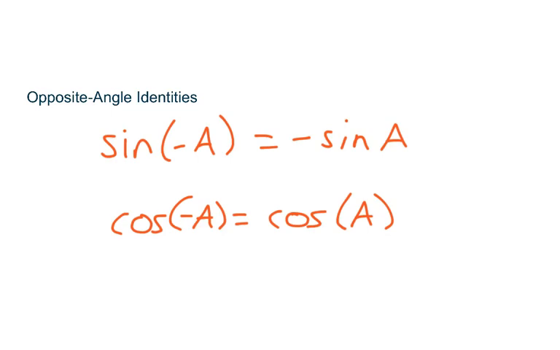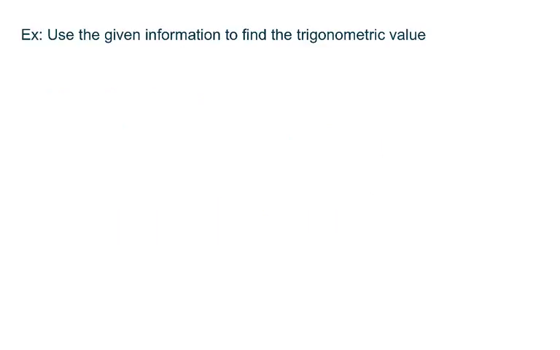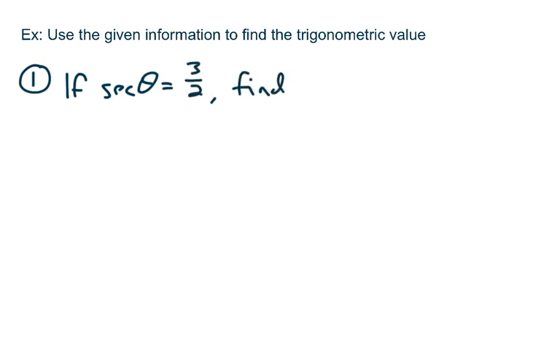Now let's actually use these identities to accomplish some tasks. The first set of examples says use the given information to find the trigonometric value. So the first one is going to say something like this. If the secant of theta is equal to 3 over 2, we need to find the cosine of theta.